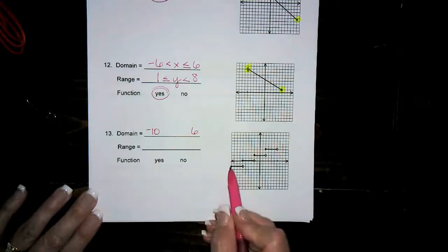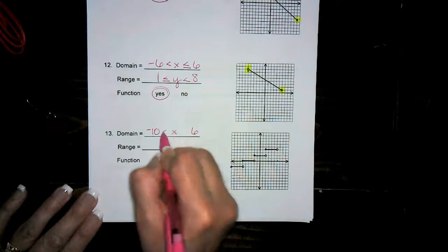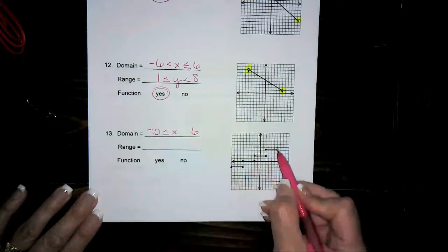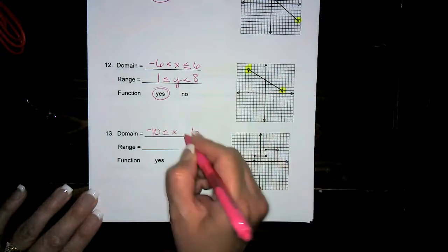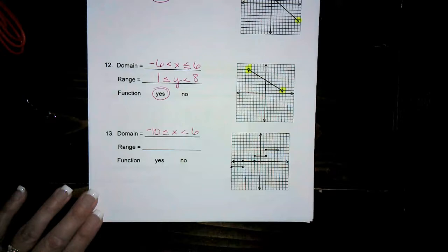Now at -10, it's closed. So I'll put an equal to. And at 6, it's open. So I'll put not an equal to underneath it.